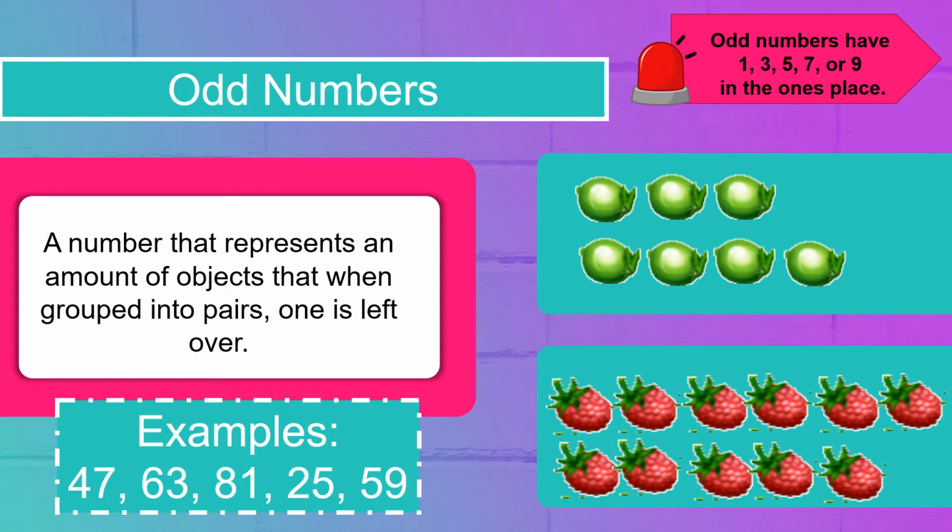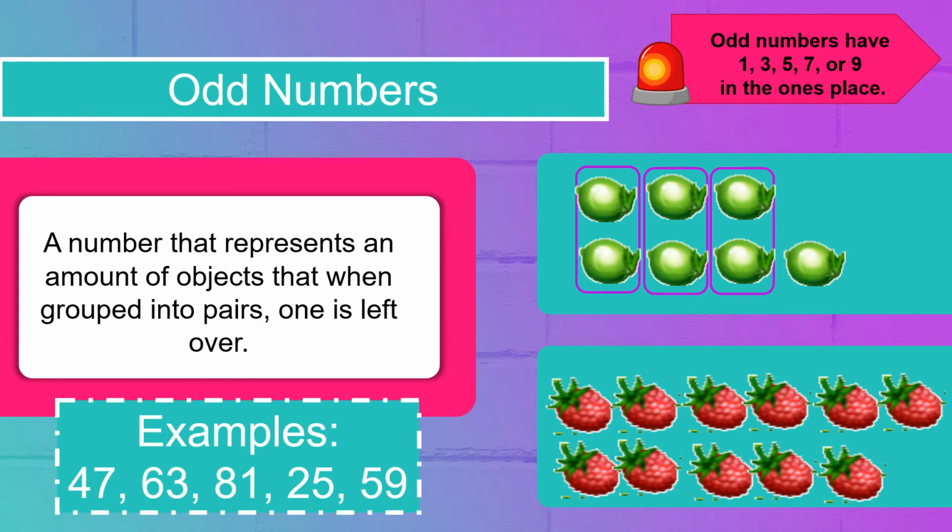Let us look at these lines. We are going to count them first and then group them into pairs. 1, 2, 3, 4, 5, 6, 7. There are 7 lines. Let us group them into pairs. 1 pair, 2 pairs, 3 pairs, with 1 left over. This tells us that 7 is an odd number.